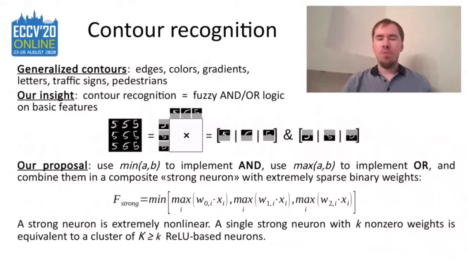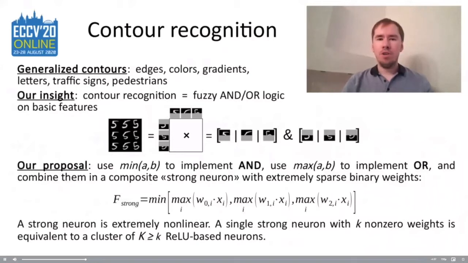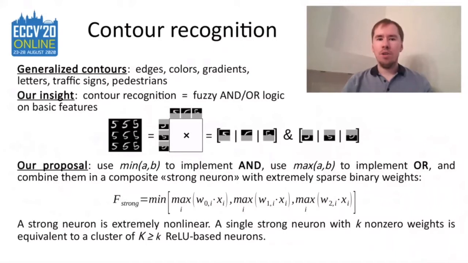We propose to implement fuzzy logical AND with the min function, to implement fuzzy logical OR with the max function, and to combine them in a composite strong neuron with extremely sparse weights. Here strong is not about tightly packed computational power. Contrary to that, the strong neuron is extremely lightweight. Strong is about its highly nonlinear decision surface. Every incoming connection, every non-zero weight, is one nonlinearity.